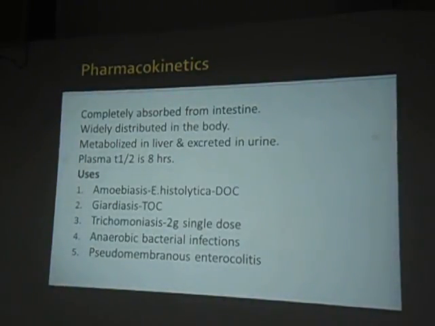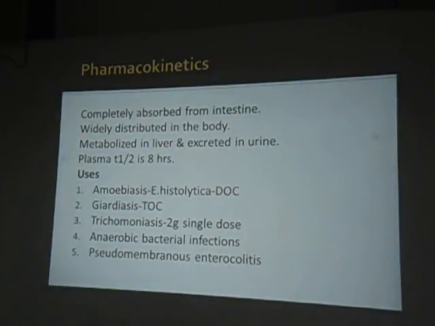In the outpatient department, metronidazole is the most common and cheaply available drug. Ten tablets cost just 10 rupees, and in most cases, the initial line of treatment is metronidazole 400 mg 3 times daily for 7 days. Giardiasis can be prevented, and also trichomoniasis, which is a common agent that can cause infection in females.